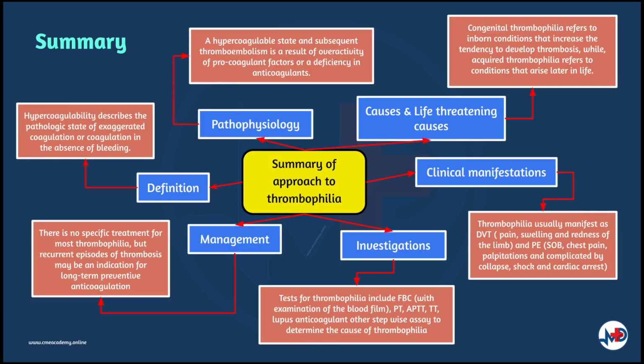In summary, hypercoagulability describes the pathologic state of exaggerated coagulation or coagulation in the absence of bleeding. A hypercoagulable state and subsequent thromboembolism is a result of overactivity of procoagulant factors or deficiency in anticoagulants. Congenital thrombophilia refers to inborn conditions that increase the tendency to develop thrombosis, while acquired thrombophilia refers to the conditions that arise later in life. Thrombophilia usually manifests as deep vein thrombosis and pulmonary embolism. Tests for thrombophilia include a full blood count, coagulation profile, and a wide assay to determine the cause of thrombophilia. There is no specific treatment for thrombophilia, but recurrent episodes of thrombosis may be an indication for long-term preventive anticoagulation.